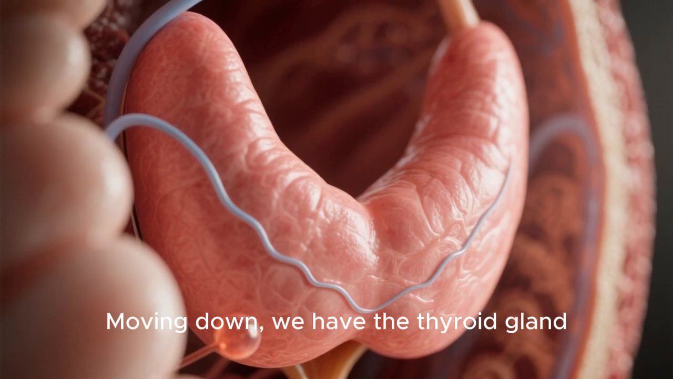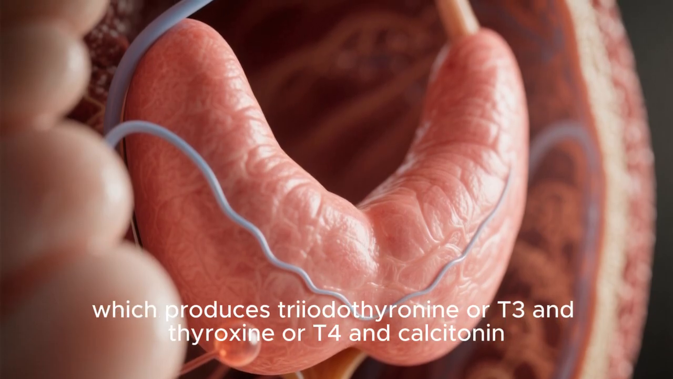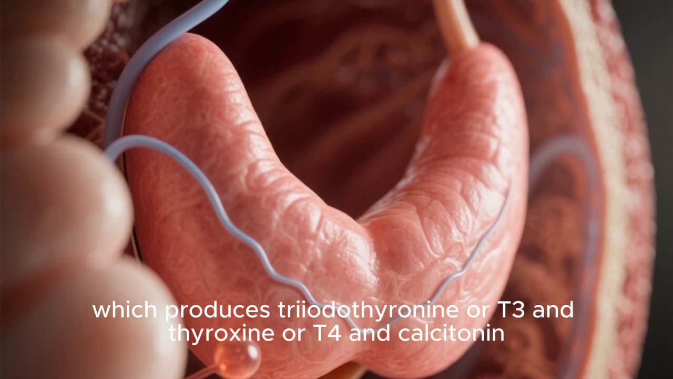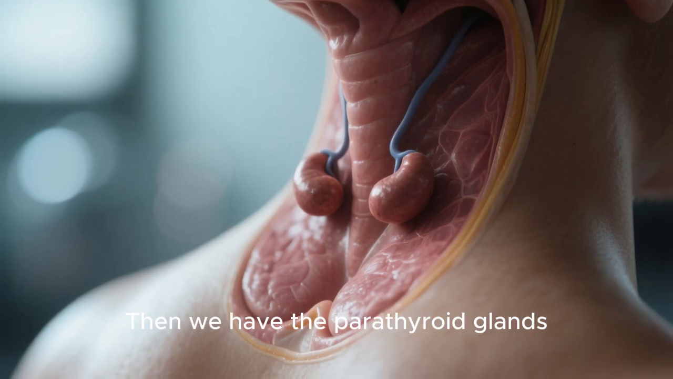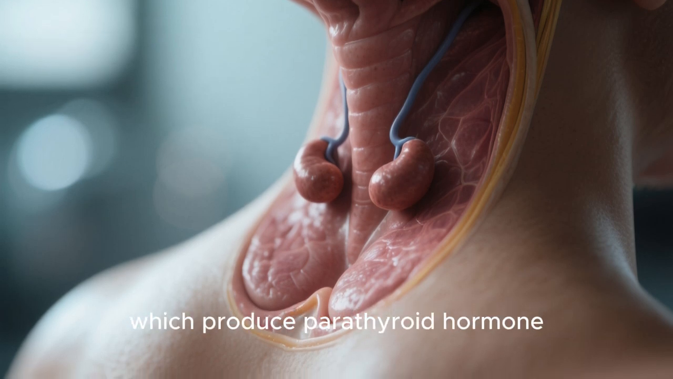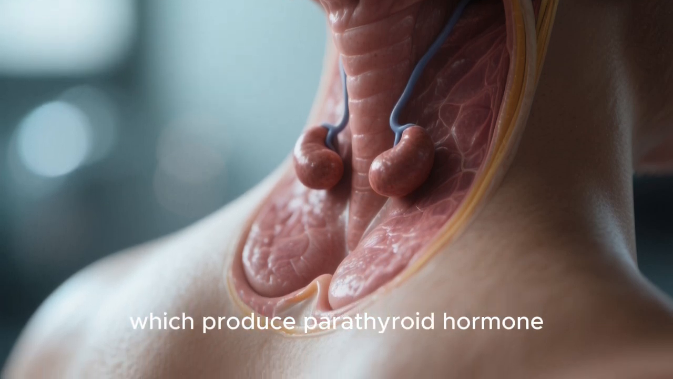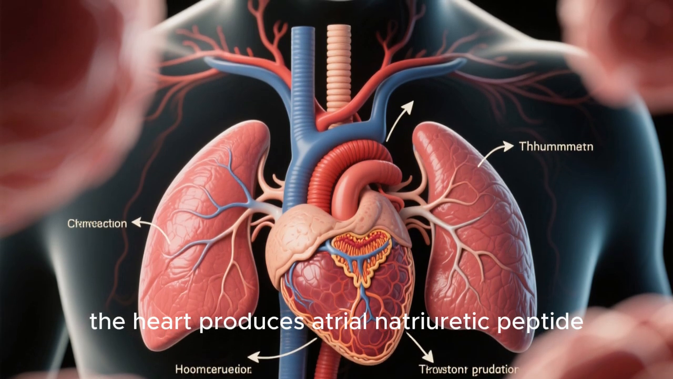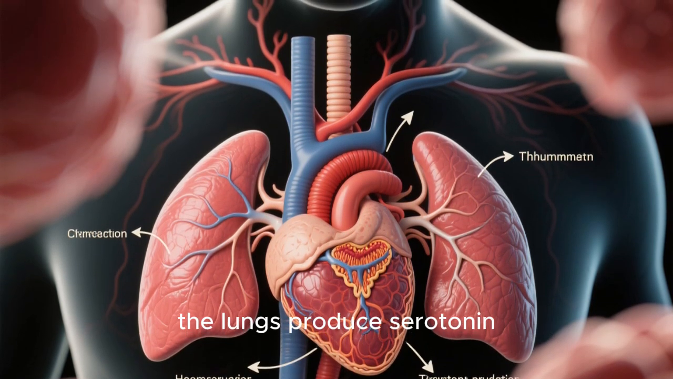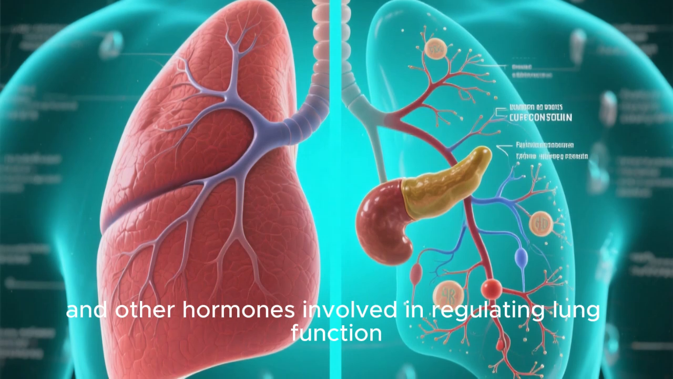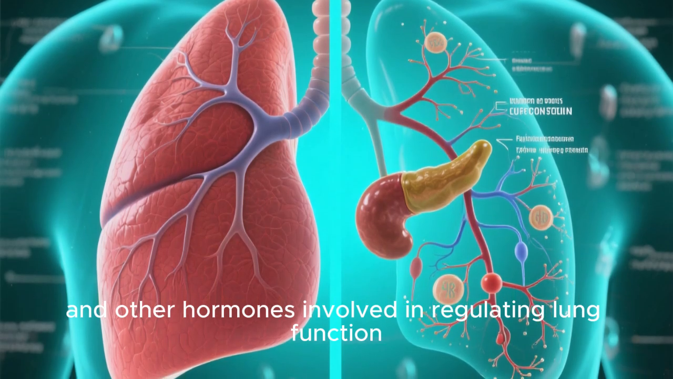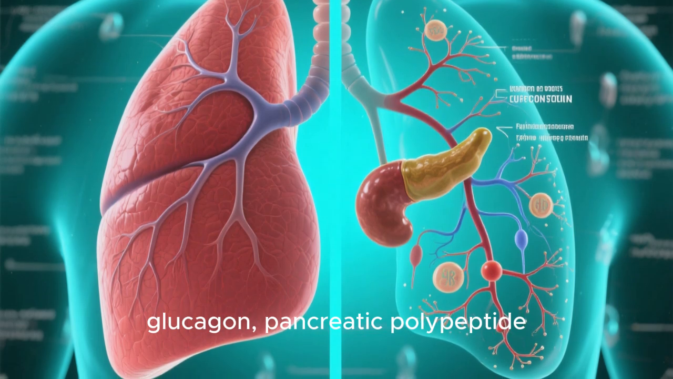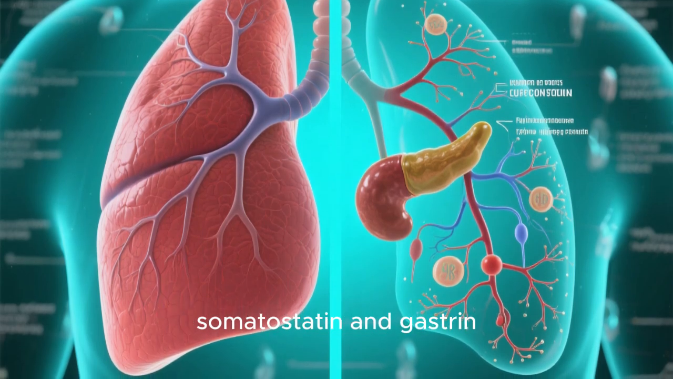Moving down, we have the thyroid gland, which produces triiodothyronine or T3 and thyroxine or T4 and calcitonin. Then we have the parathyroid glands, which produce parathyroid hormone. The thymus produces thymosin, the heart produces atrial natriuretic peptide, the lungs produce serotonin and other hormones involved in regulating lung function. The pancreas produces insulin, glucagon, pancreatic polypeptide, somatostatin, and gastrin.